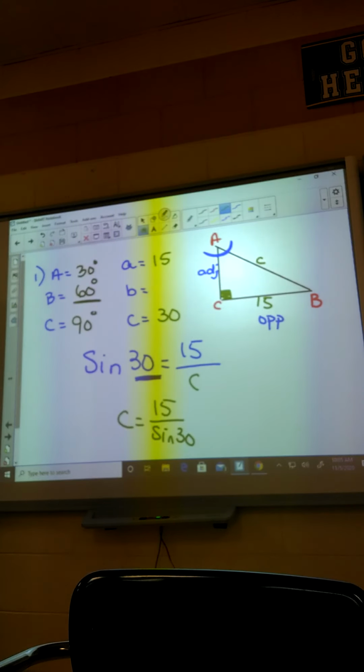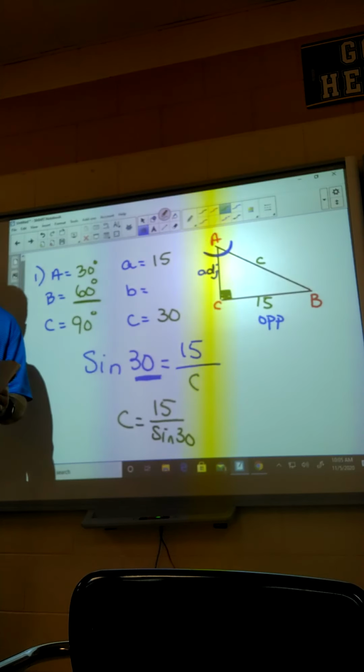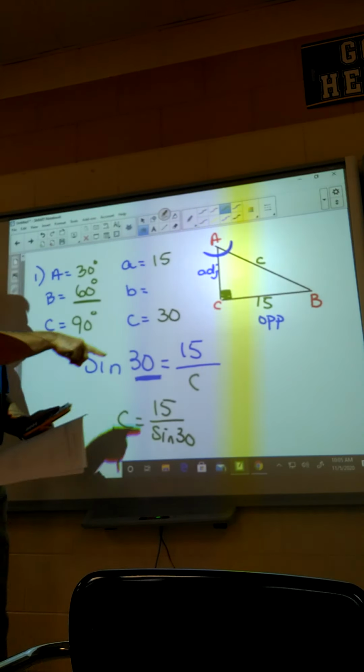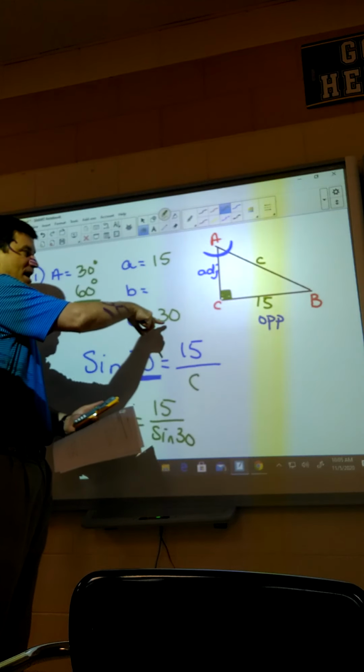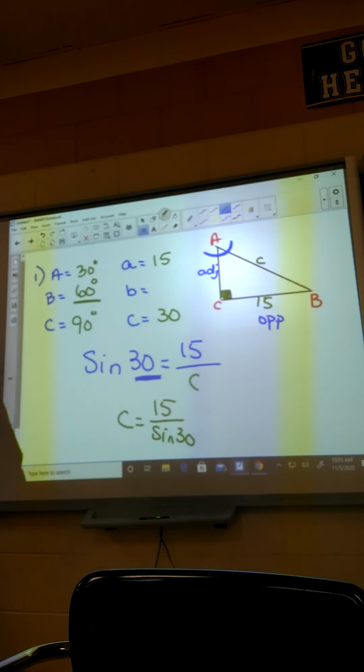Hey, remember on our 30, 60, 90 triangle guy how the hypotenuse was always double? It was 2 times x, right? Look, if that's your 30 degree side, it's been doubled, so it works out the same. I don't know why I'm bringing that up, but anyway.